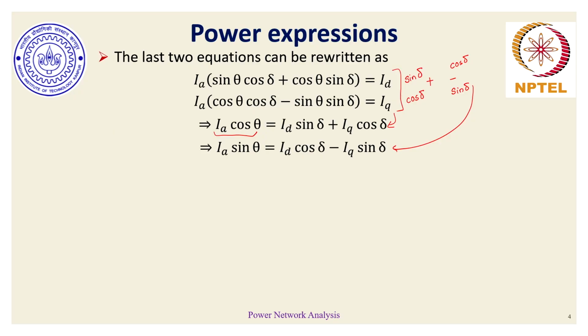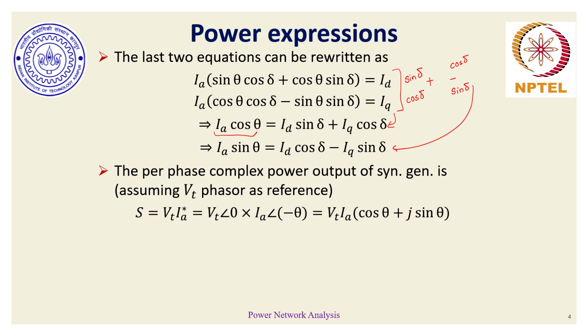Now, if we recollect our initial discussions of basic circuit principles, we had seen that the complex power is always the product of the terminal voltage phasor multiplied with the conjugate of the corresponding current. If we correlate these quantities for a synchronous generator, then we have chosen terminal voltage as a reference for all phasors, so its phase angle is 0.